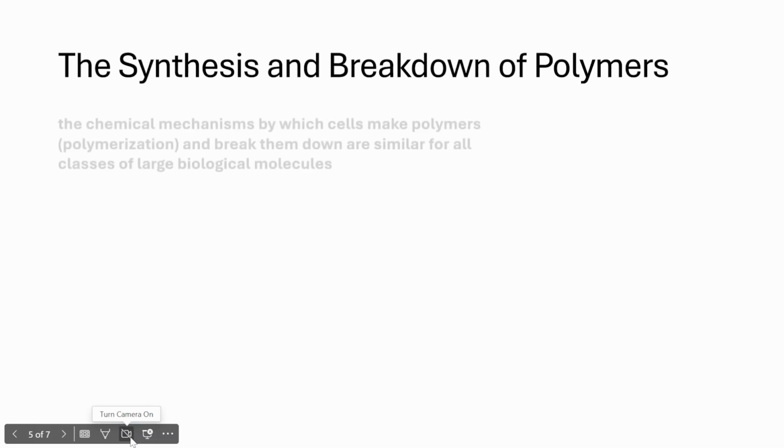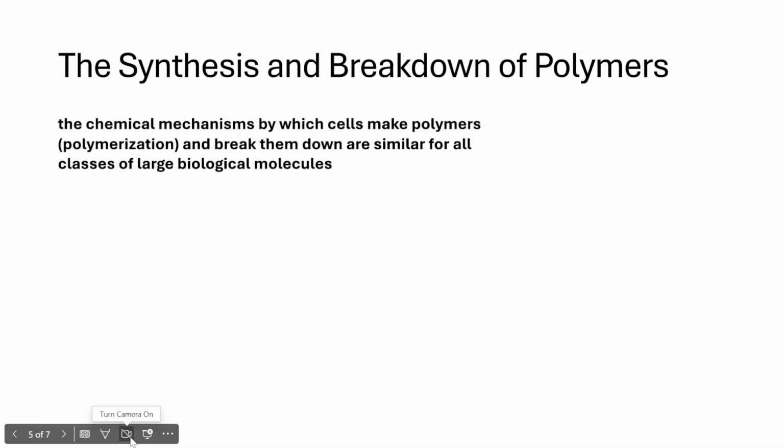Although each class of polymer is made up of a different type of monomer, the chemical mechanisms by which cells make polymers and break them down are similar for all classes of large biological molecules. In cells, these processes are facilitated by enzymes, which are specialized macromolecules, usually proteins, that speed up chemical reactions.